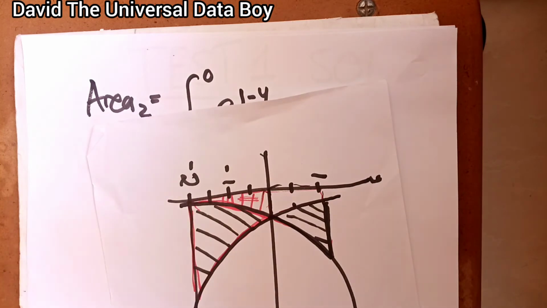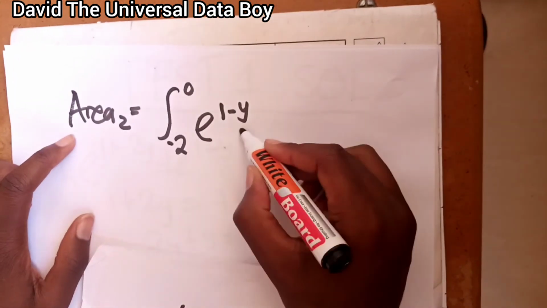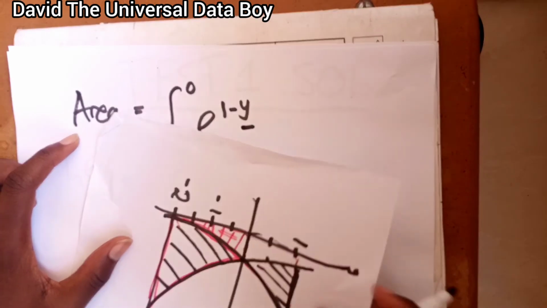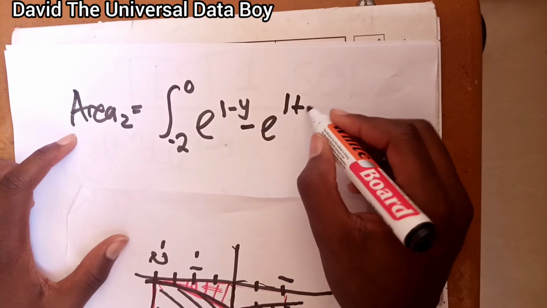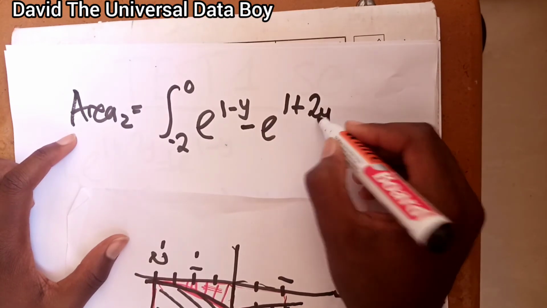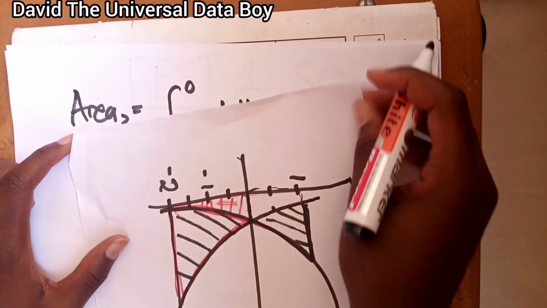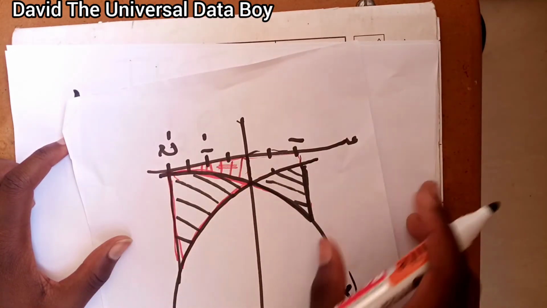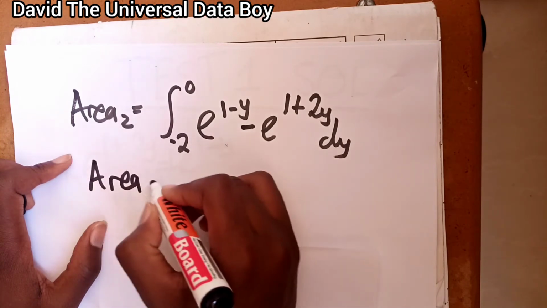So now we are going to say minus, this area here is going to be given by this curve, e to the power 1 plus 2y dy. So now you see how flipping the graph has actually made this easier. If you have another easier method, you can actually use it.